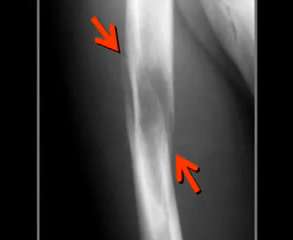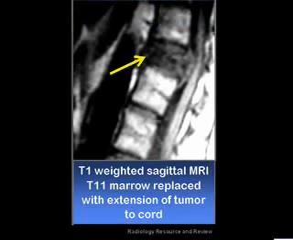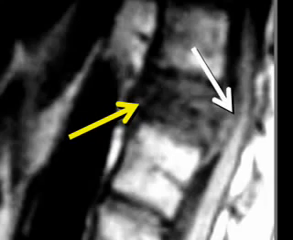Here's another example of a pathologic fracture in a patient with lung cancer. We see that there is a diagonal fracture through the humerus surrounded by a geographic area of lytic destruction with indistinct margins. This is a T1 weighted sagittal MRI of the spine, which shows that the marrow in T11, the yellow arrow, has been replaced by tumor, and there is extension of the tumor to the cord. The cord is being compressed.